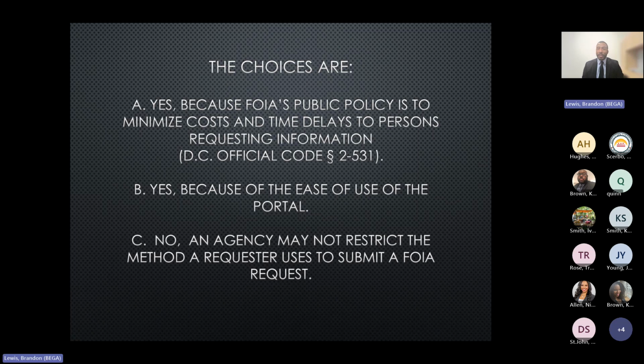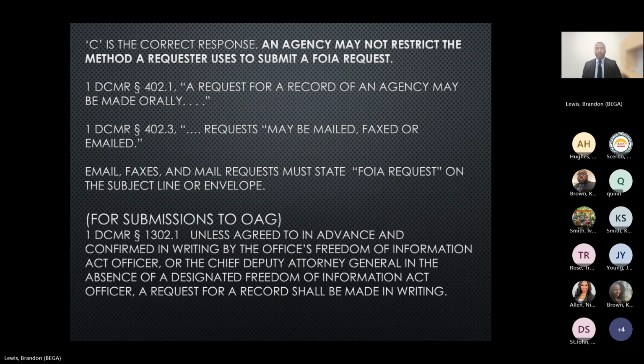A, yes, because FOIA's public policy is to minimize cost and time delays to persons requesting information. B, yes, because of the ease of use of the portal, or C, no, an agency may not restrict the method a requester uses to submit a FOIA request. And the correct answer here is C. An agency may not restrict the method a requester uses to submit a FOIA request.